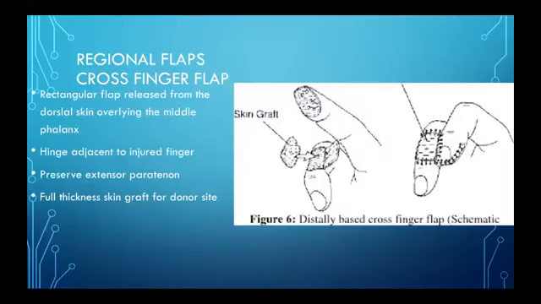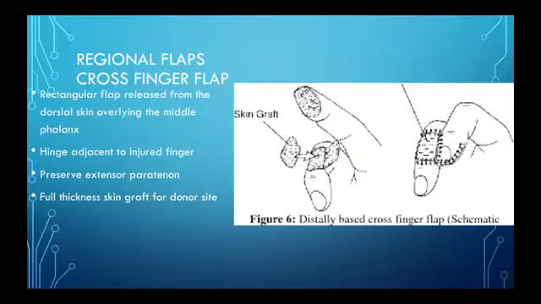A cross finger flap: you can actually release skin from an adjacent finger and use it to cover defects on the injured finger, okay. So a rectangular flap is released from the dorsal skin overlying the middle phalanx of the adjacent finger, and then of course sutured to the fingertip that is flexed over the dorsal defect. The defect left is then grafted with a full thickness skin graft.